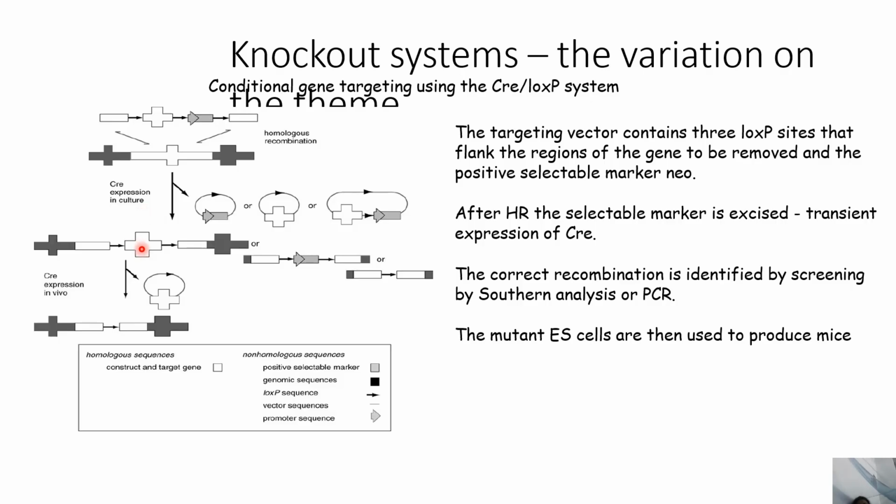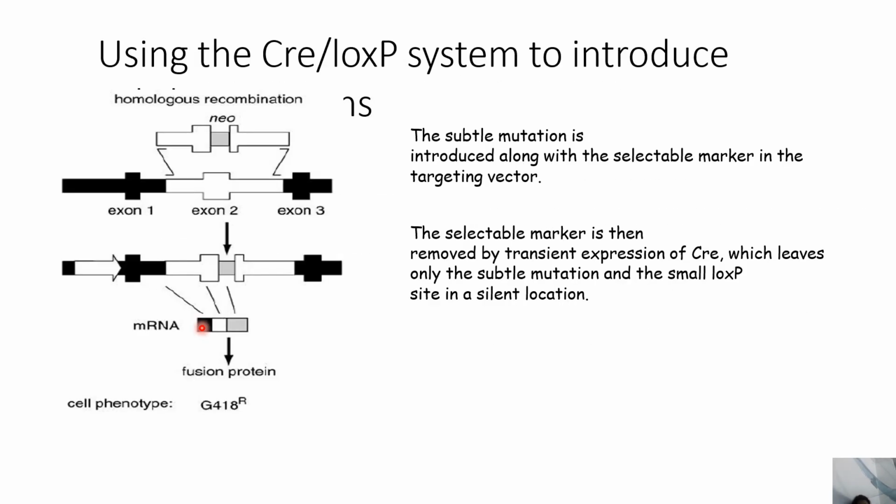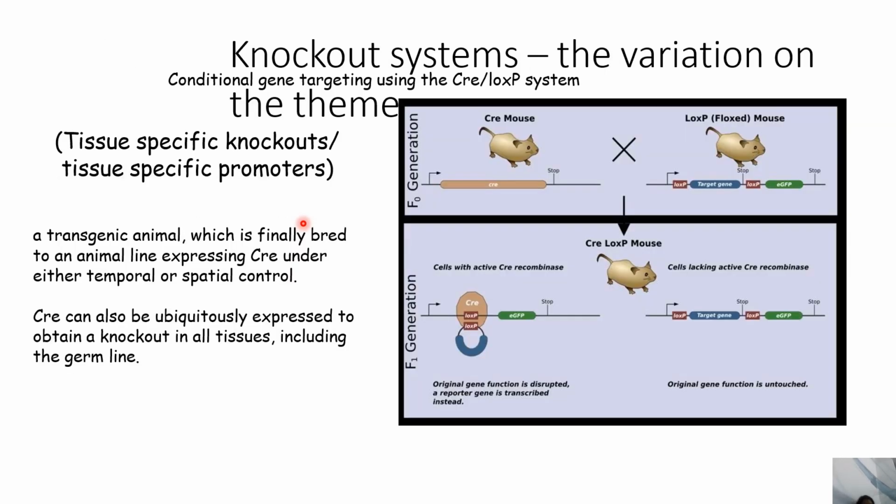After homologous recombination, the selectable marker is excised by transient expression of Cre, and the correct recombination is identified by screening, by Southern analysis or by PCR, long range PCR, and the mutant ES cells are then used to produce mice. A subtle mutation is introduced along with the selectable marker in the targeting vector, right? The selectable marker is then removed by transient expression of Cre, which leaves only the subtle mutation and a single loxP site behind.